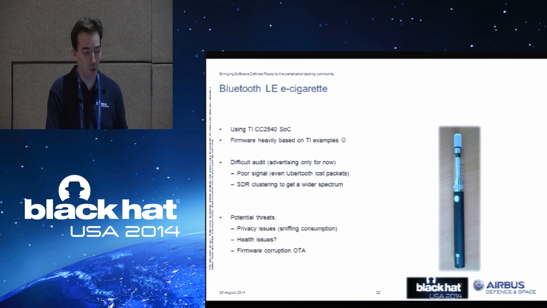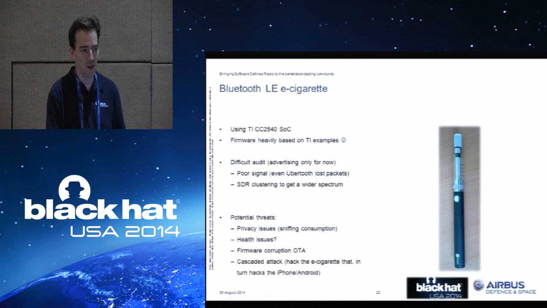You also have firmware corruption over the air. The protocol Texas Instruments provides in its examples allows the firmware to be ciphered, but they're not using it. It's just sent over the air in clear text. So you can easily think about writing a firmware based on the same TI examples the manufacturer has taken, and corrupt the firmware. And with that, maybe you can cascade the attack.